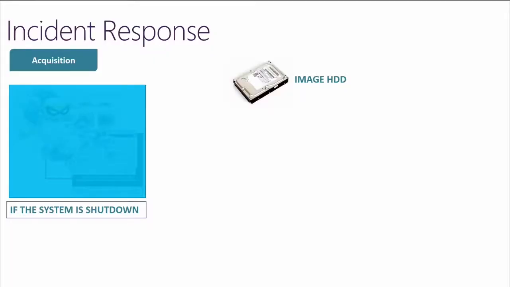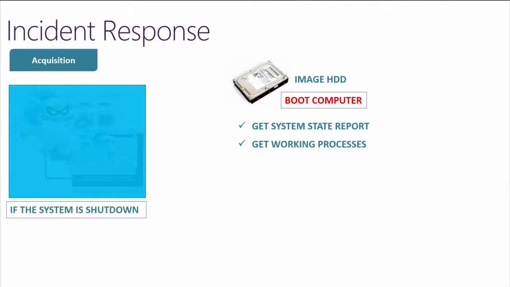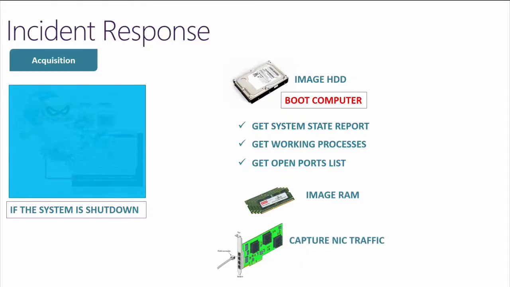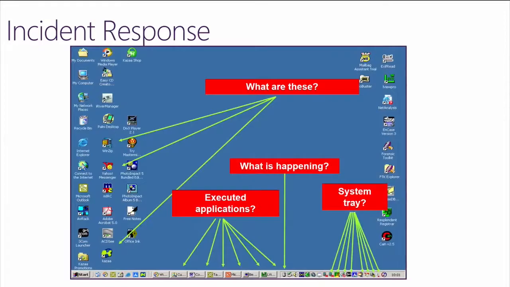So, what if the system is shut down? Then life is easy. What we will do is take an image of the hard drive. We can either boot the computer, and from there we can get the system state reports. We can get the working processes. We can see what ports are open. If necessary, we can take an image of the RAM and capture the network traffic, which will make our life a bit easier. So, what is incident response?